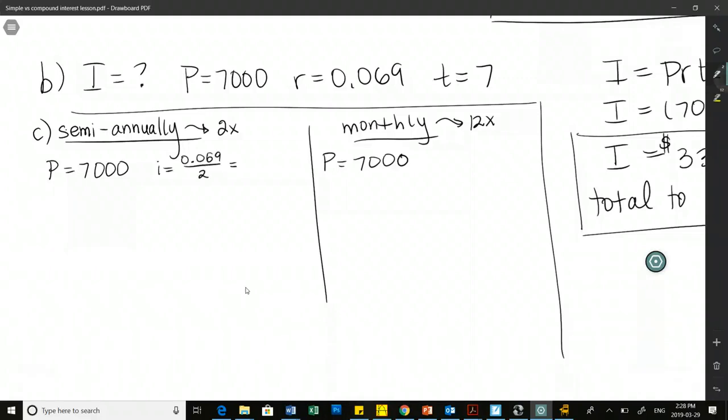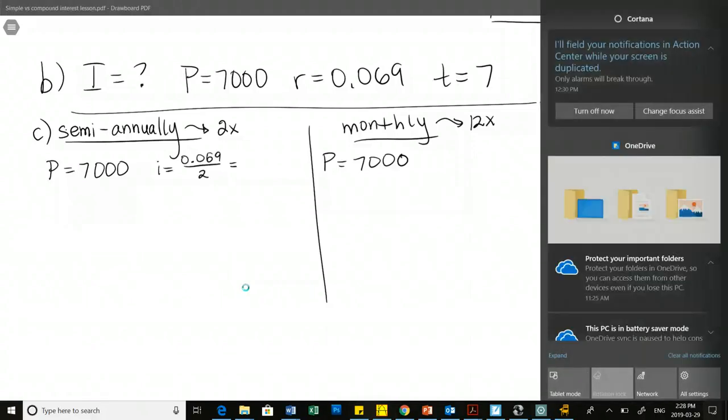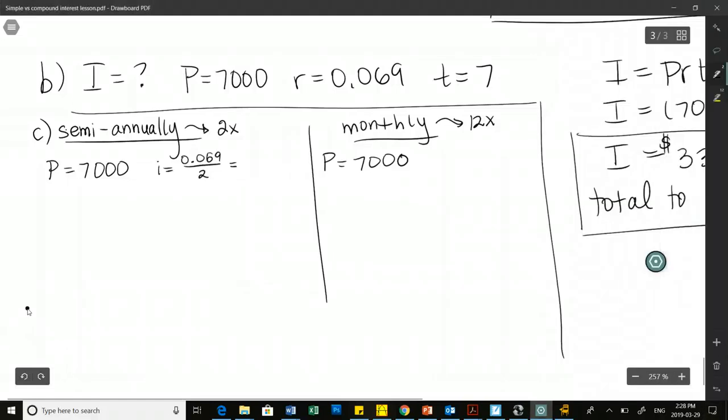So how much do I earn at the end of the first 6 months? 3%. And then at the end of the next 6 months, I earn that second 3%. So that's why I'm dividing this by 2, right? Because I have 2 compounds, and I want to split it up evenly over those 2 compounds, okay? So what do we get here? It's 0.0345.